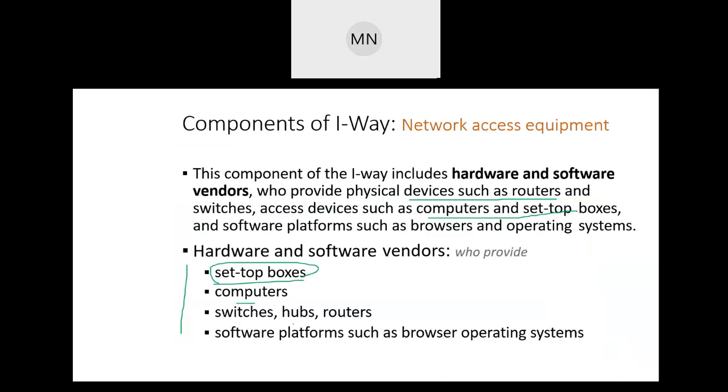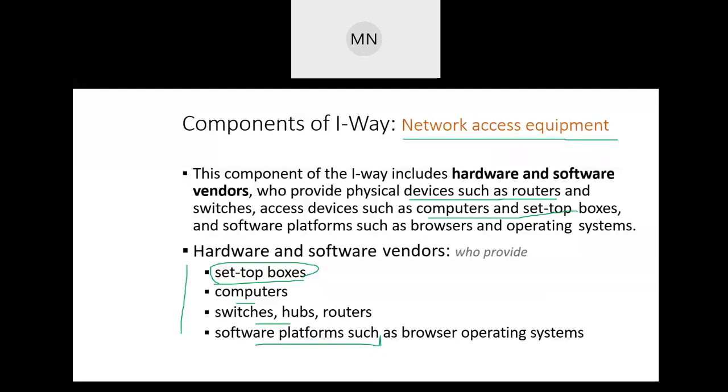Likewise, computers, switches, and hubs, where these switches, hubs, or routers are used to connect different computer networks, or different computers together into a network, that can be connected to the large-scale global network. Likewise, software platforms such as browsers and operating systems are also required. So these are the different elements that come under network access equipment.